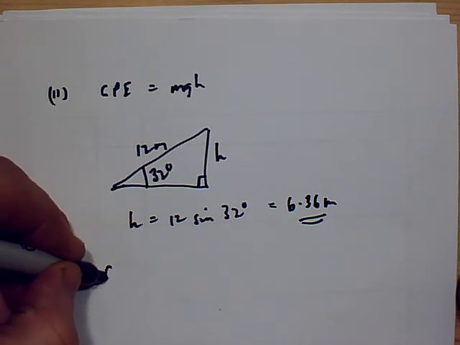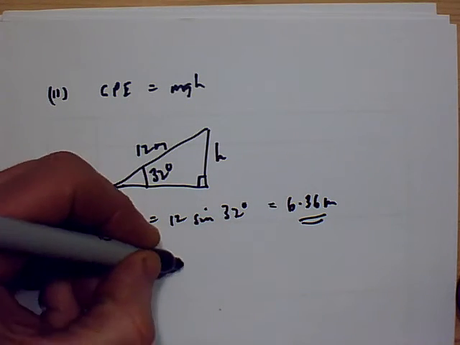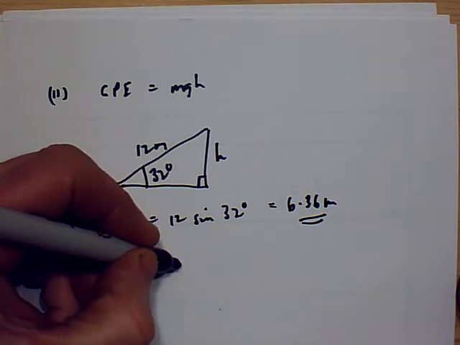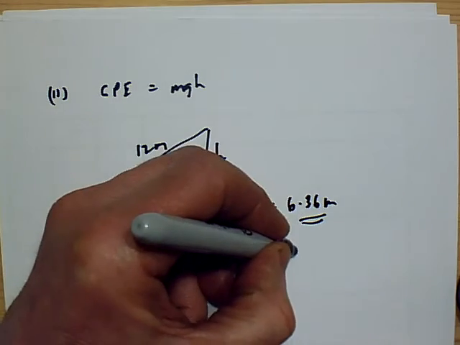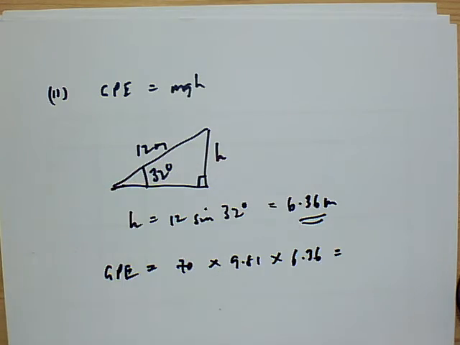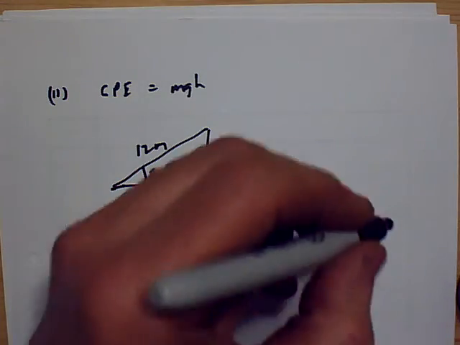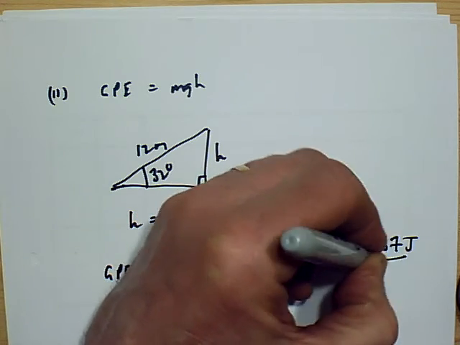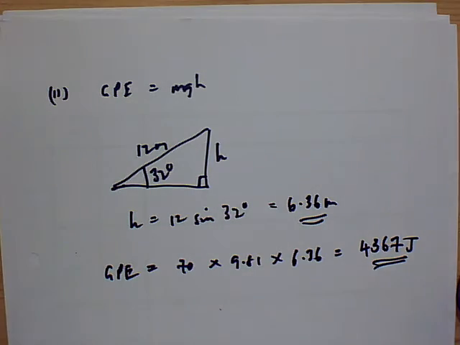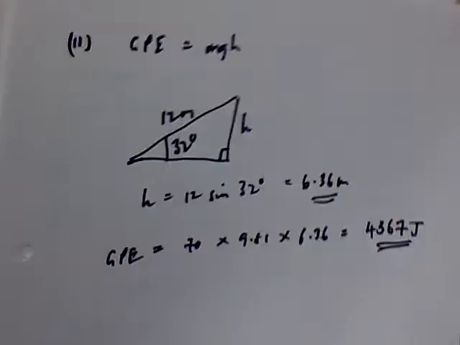Now it's easy to work out GPE, which is just mass times gravity times height. So it's 70 times 9.81 times 6.36, which gives us a value of 4367 joules. So that's our gravitational potential energy increase.